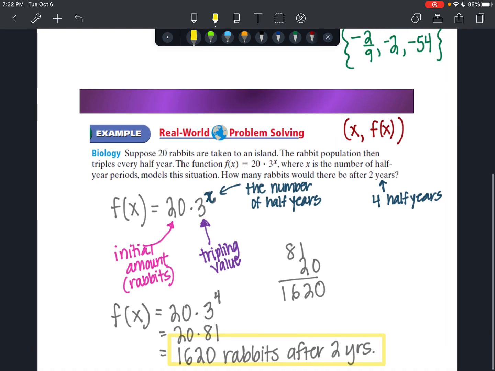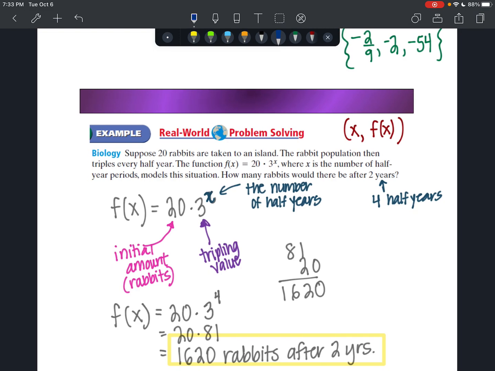So that means that we start with 20 rabbits, and 2 years later we have 1,620 rabbits. This increases exponentially. And there are some really important things that are happening in our world right now in which we have exponential growth or potential of exponential growth. It's all around us. It was all around us many years before you were even born. So there's an exponential growth and there's an exponential decay as well.